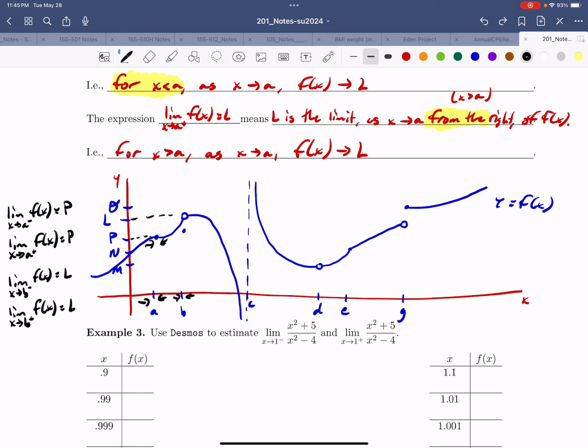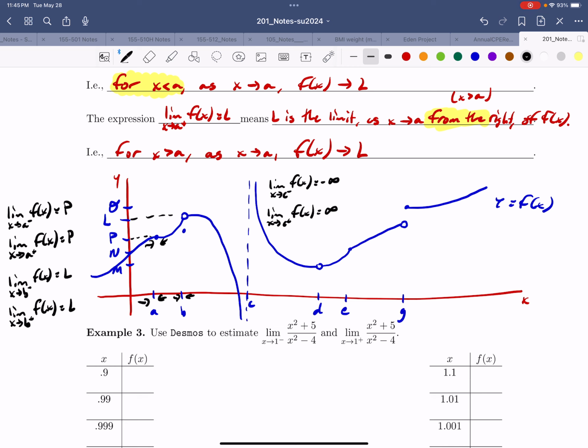Now, in this case, for c, the left-hand and right-hand limits are going to be different. And in fact, they're going to be non-existent. Because the left-hand limit for x approaching c equals negative infinity. The right-hand limit for f of x equals positive infinity. You can write a plus infinity if you want. So this is the first case where the left and right-hand limits don't equal each other.